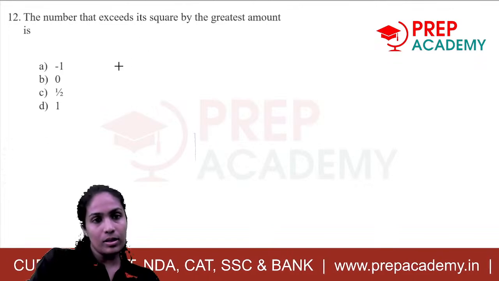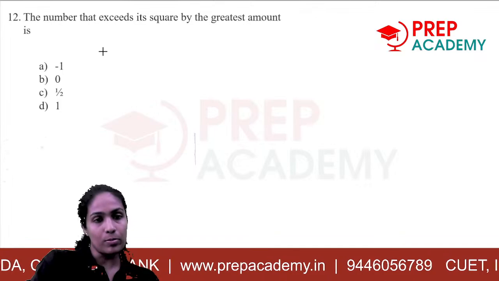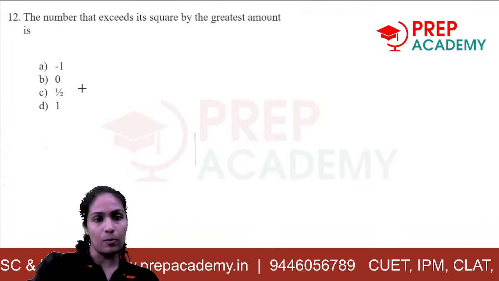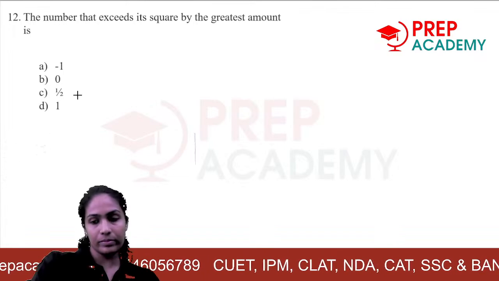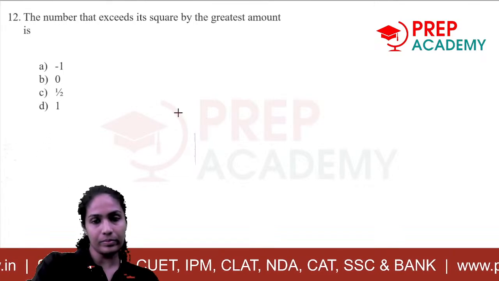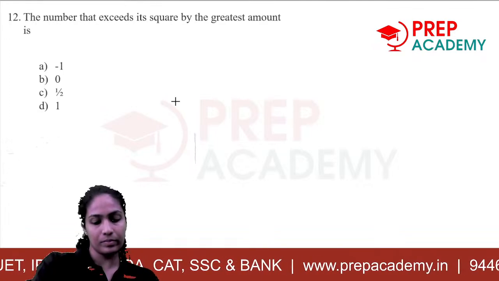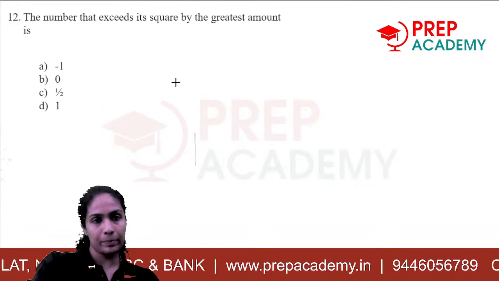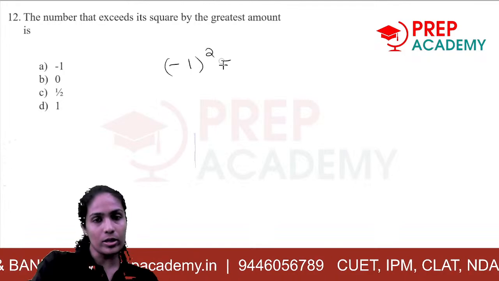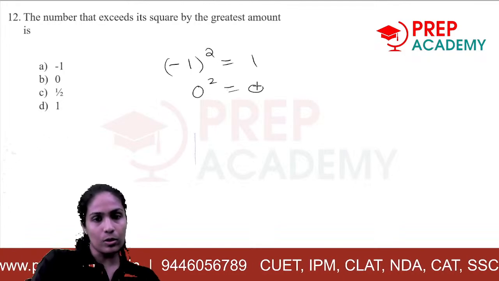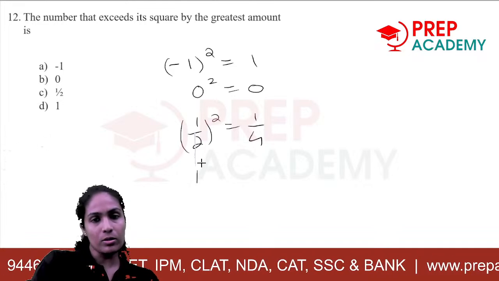So now next question: the number that exceeds its square by the greatest amount is option A -1, option B 0, option C 1/2 and option D 1. So you can find the squares. -1 squared is equal to 1. 0 squared is equal to 0. 1/2 squared is equal to 1/4. And 1 squared is equal to 1.